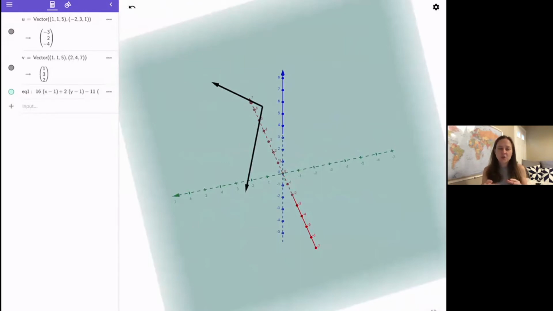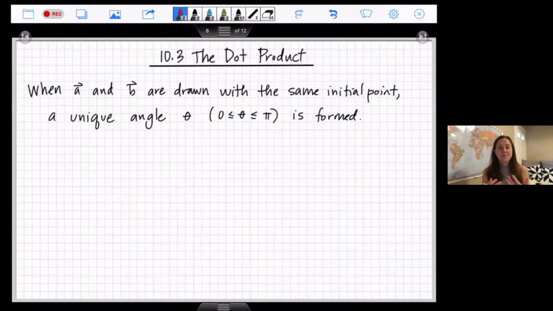Technically, it's making two angles. It's making that little one, and then it's also making that big one on the other side. So we define the angle between two vectors to be the one that's between 0 and 180 degrees, or between 0 and pi. So now that we believe that this angle always exists for two vectors, we've got A and B drawn with the same initial point, so we've got them tail to tail. A unique angle theta is formed.